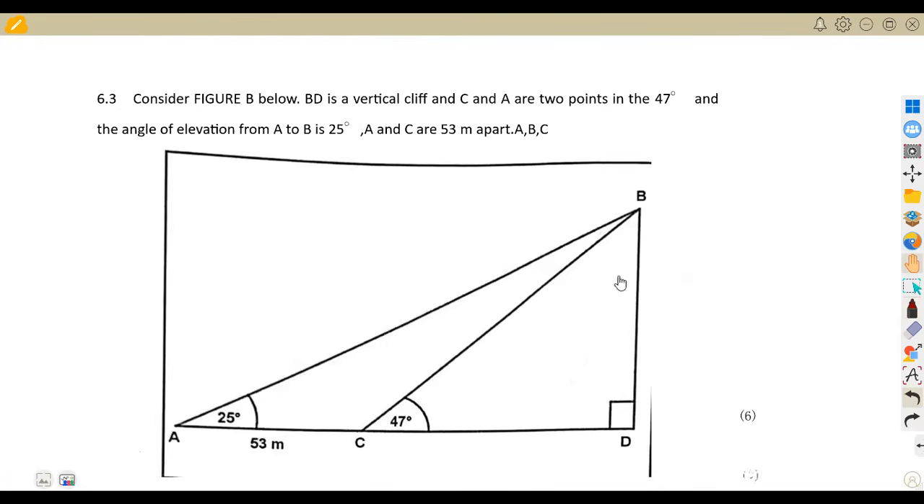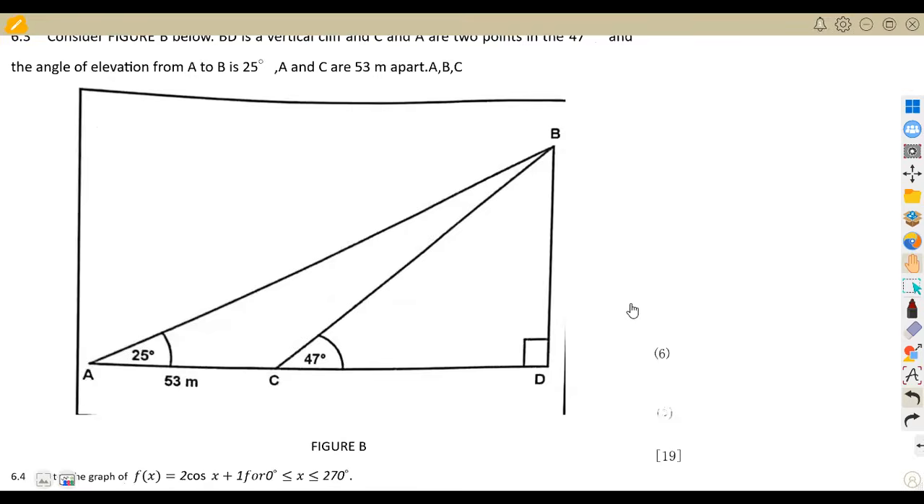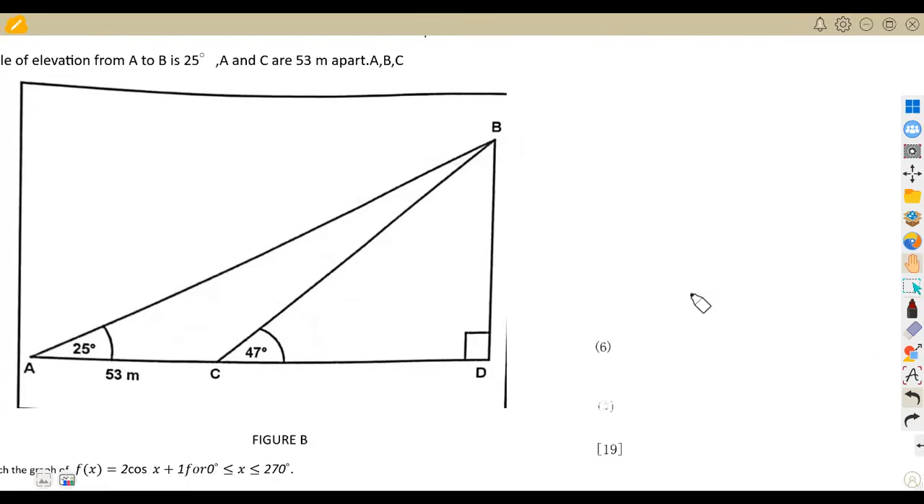So you're supposed to calculate this BD. Part of the question has just disappeared, but you're supposed to calculate BD in this case, which is this one, the height, this part of BD. So to calculate BD in that case, what can we do?